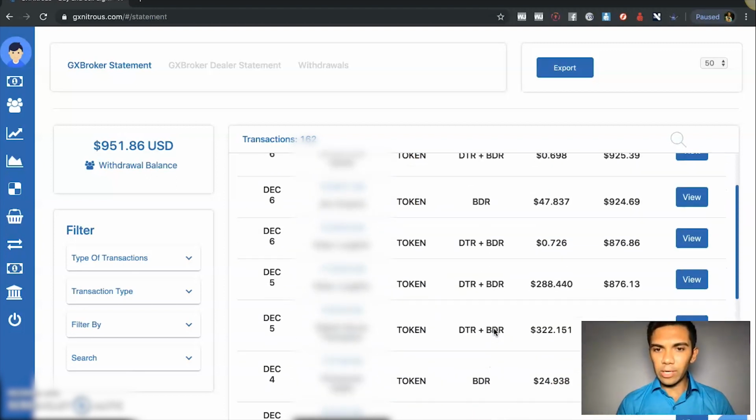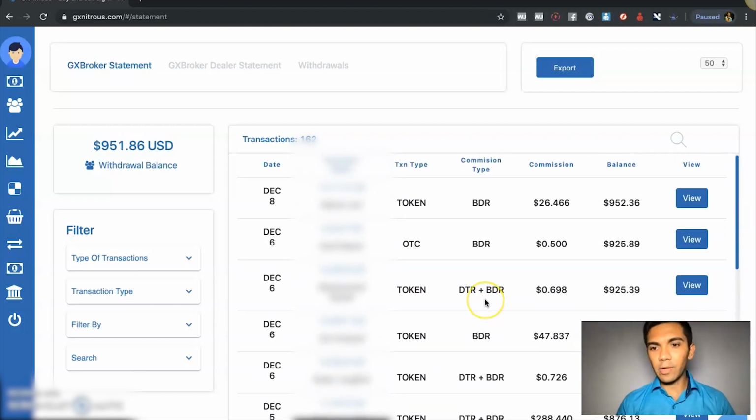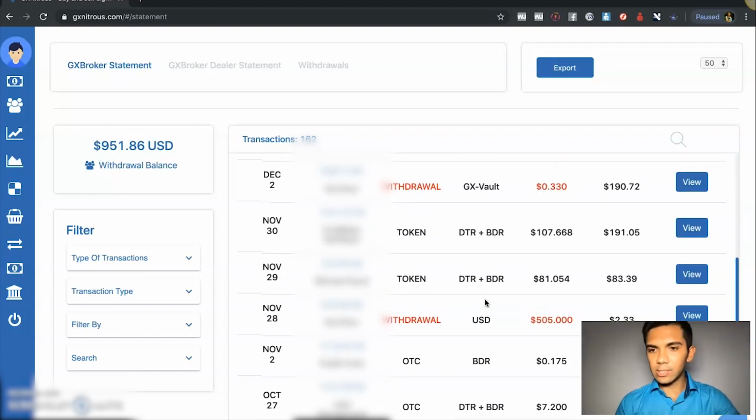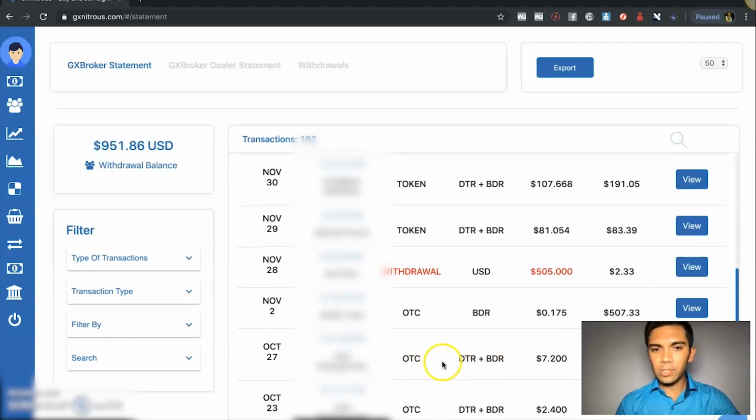Now, what I want to cover with you guys is a few very, very important things. We'll use an example of an OTC transaction, such as this one right here. As we can see, this was done on October 27th. It was an OTC transaction. It was direct transactional revenue plus broker dealer revenue, and that was of $7.20.